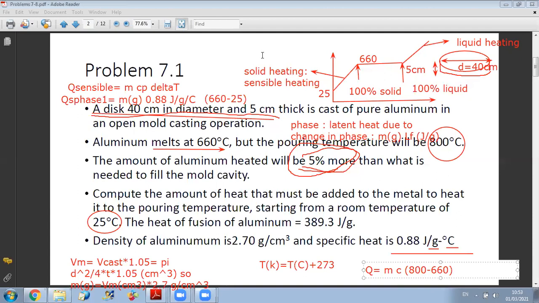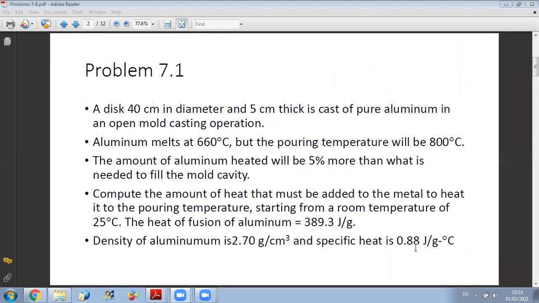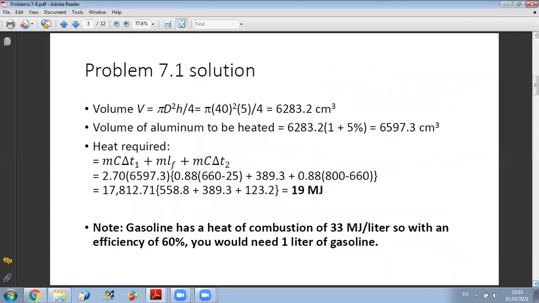Okay, so now in total, all I have to do is to do the summation. So here you can see the solution in detail. First, we calculated the volume in centimeter cube. This is the volume of the final casting product. But in order to account for shrinkage, the volume of aluminum to be heated should be higher. So they gave us the percentage. So we multiply by 1 plus 5%, which is 1.05.